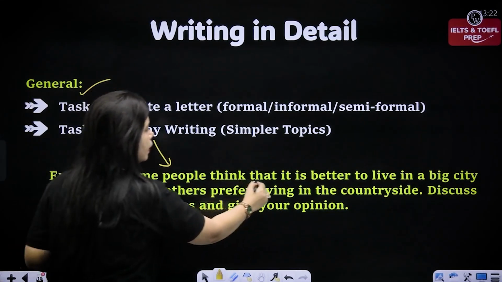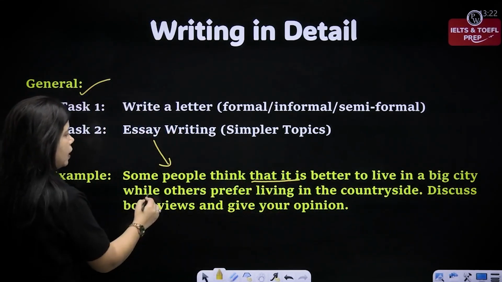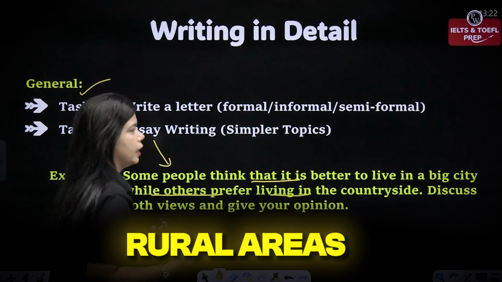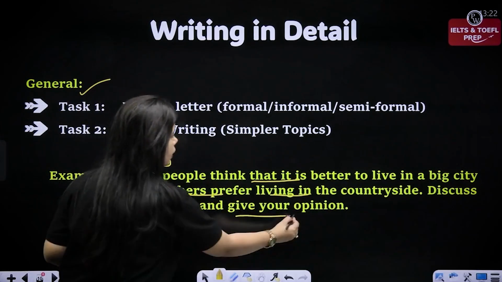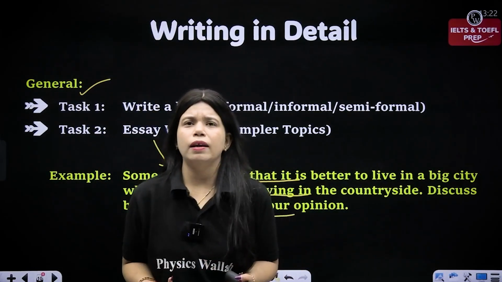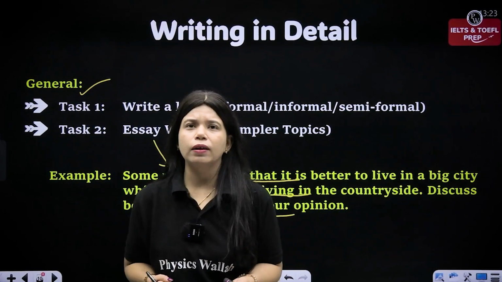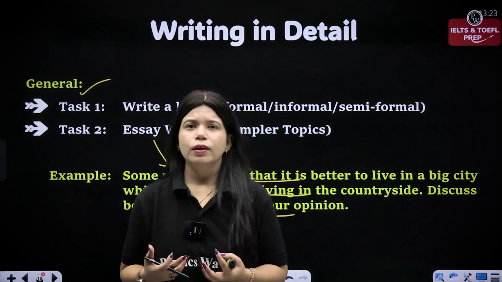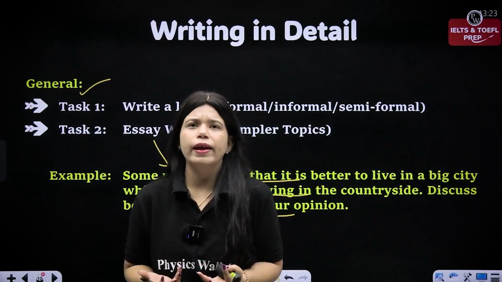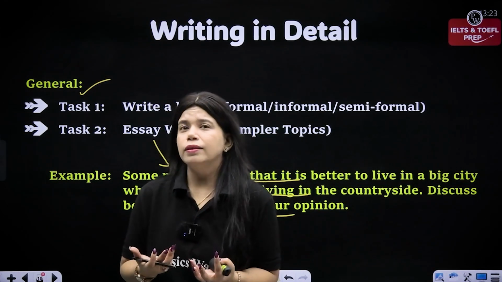It says some people think that it is better to live in a big city while others prefer living in the countryside. Countryside means rural areas. Discuss both views and give your opinion. Now this is a very simple question. Anybody, with just a snap of their fingers, can generate ideas related to living in a big city and living in a rural area. So that's very simple.